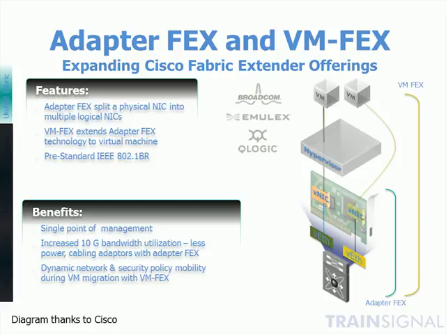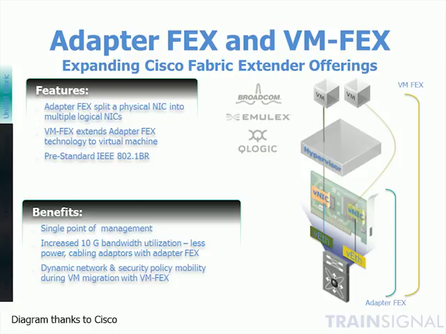So here's a quick drawing of Adapter FEX and VM FEX. This will probably make more sense as we get into that lesson later, but Adapter FEX splits a physical NIC into multiple logicals. Take that one NIC and split it out into 20 Ethernet NICs. VM FEX extends the adapter all the way through to the virtual machine. And so it's really cool because now we can send it all the way through the hypervisor, and all the switching is done in hardware.